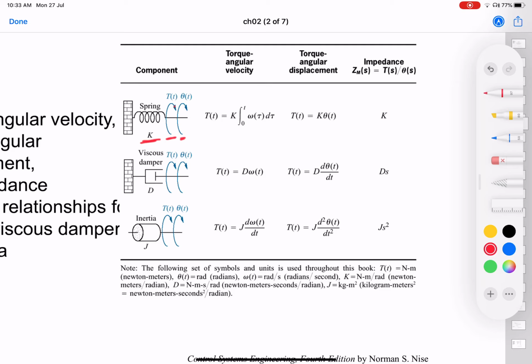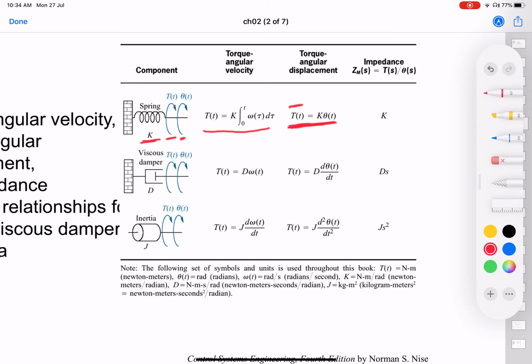So the relationship would be similar to the force displacement relationship of a spring that is subjected to linear displacement. If you subject this spring to an angular displacement using a torque T, the torque angular displacement relationship is T is equal to K theta, right? Or if you want to write down the torque angular velocity relationship, then you'll write down torque is equal to K integral of angular velocity, omega tau d tau from 0 to t.